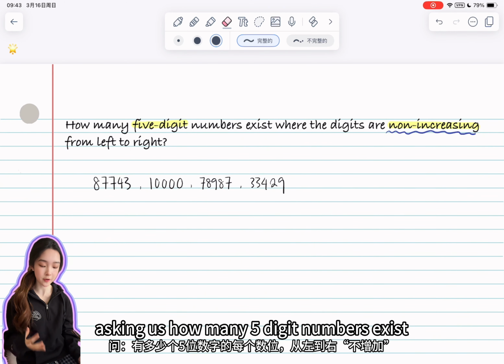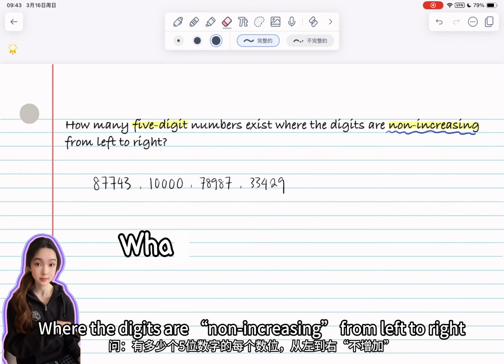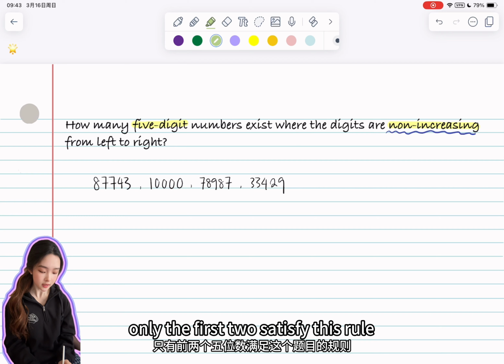Asking us how many 5-digit numbers exist where the digits are not increasing from left to right. Let's see the examples below. Only the first two satisfy this rule. Can you see why?